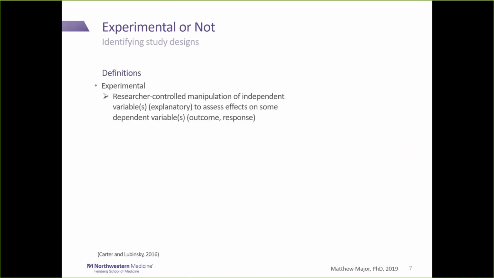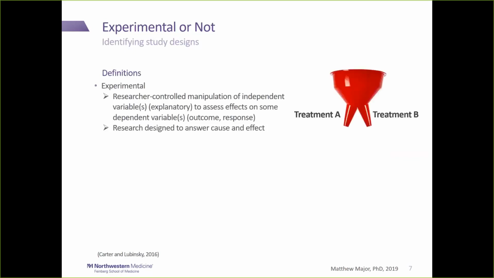So for experimental, this is researcher-controlled manipulation of independent variables, that's your explanatory variables, to assess an effect or effects on some dependent variable, that's your outcome or response. It's really research that is designed to answer cause and effect. So for instance, you might be separating a cohort of individuals or patients into treatment A and treatment B and trying to identify the outcomes between those two different treatments.